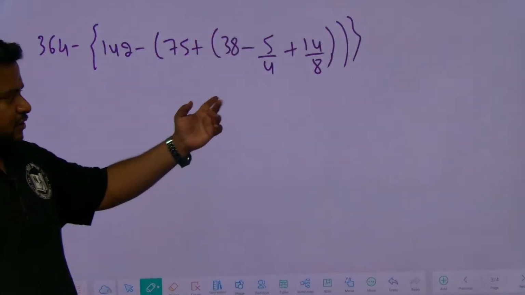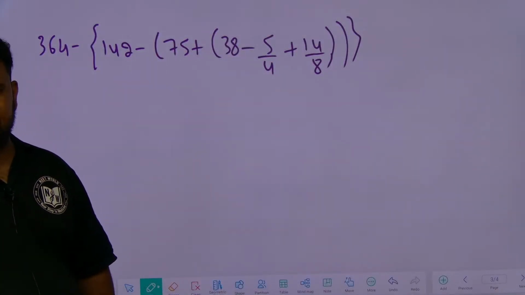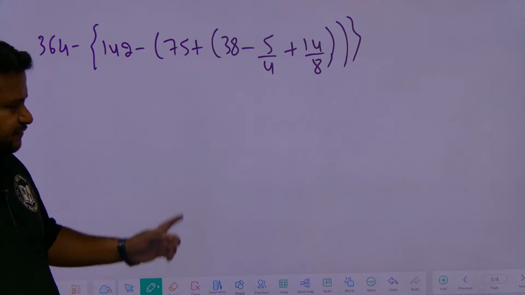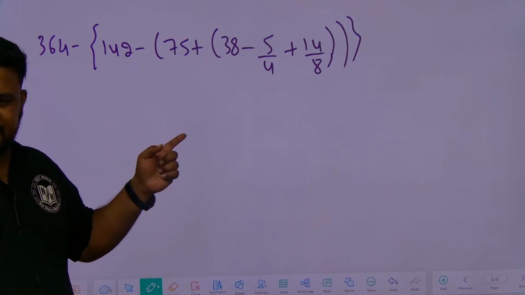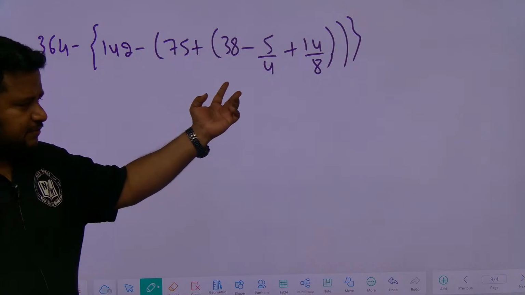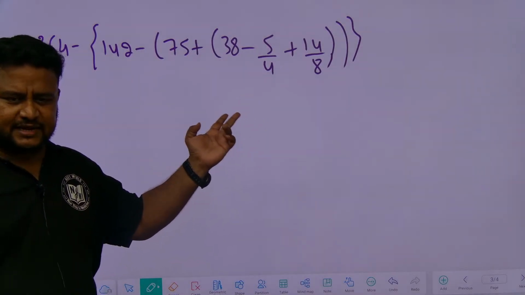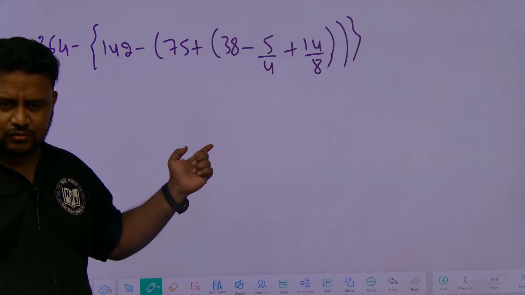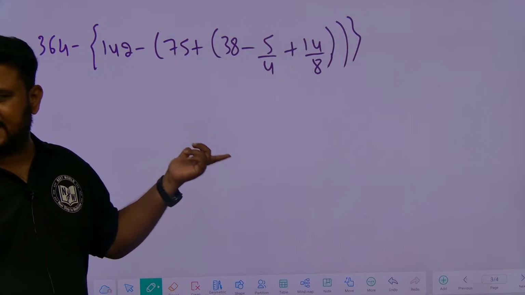So 4 and 8 LCM. How to find out the LCM? Suppose here we are having 4 and 8. Will 4 divide 8? We look at the bigger number. Out of 4 and 8, which is the bigger number? 8. Will 4 divide 8? Yes or no? 4 will divide 8. So LCM will be 8 only.